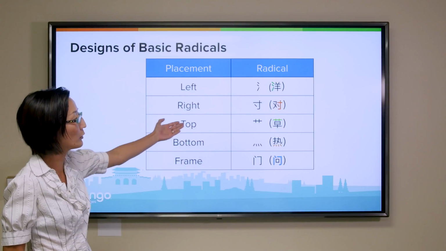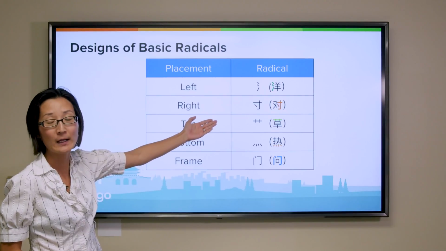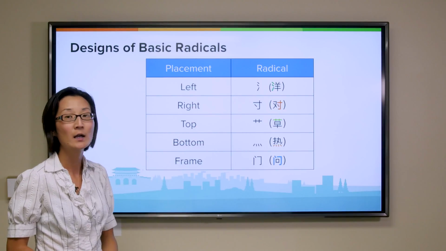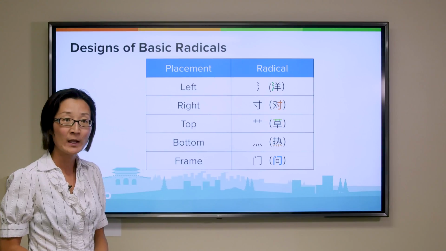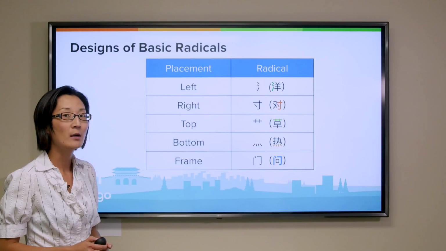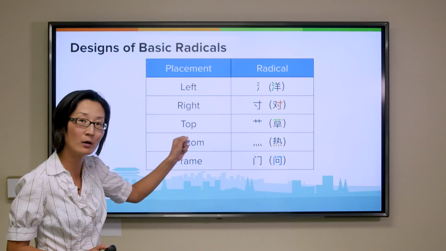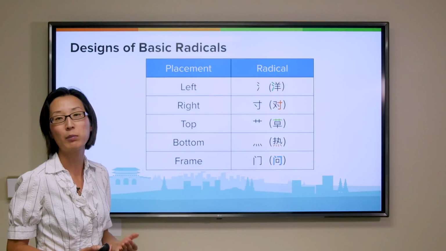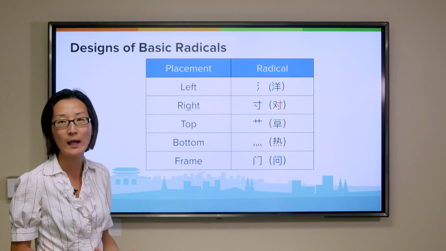The third one you will see on top as a radical, and that character is 草, grass. And you see other characters may contain the top radical. It's probably something about plant. So that radical means grass, plant, something.